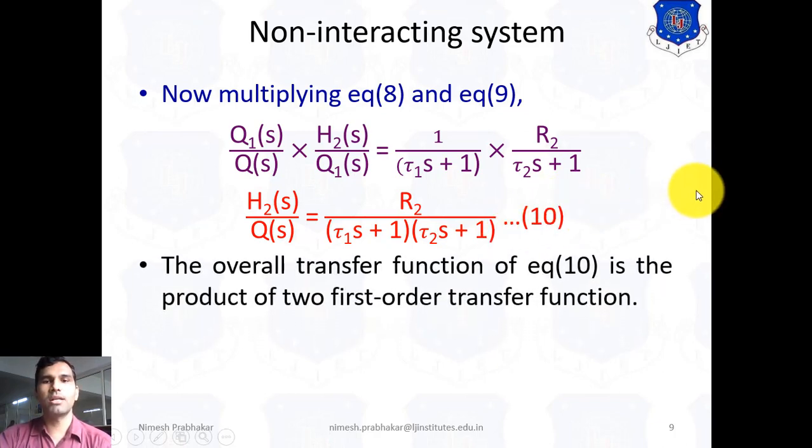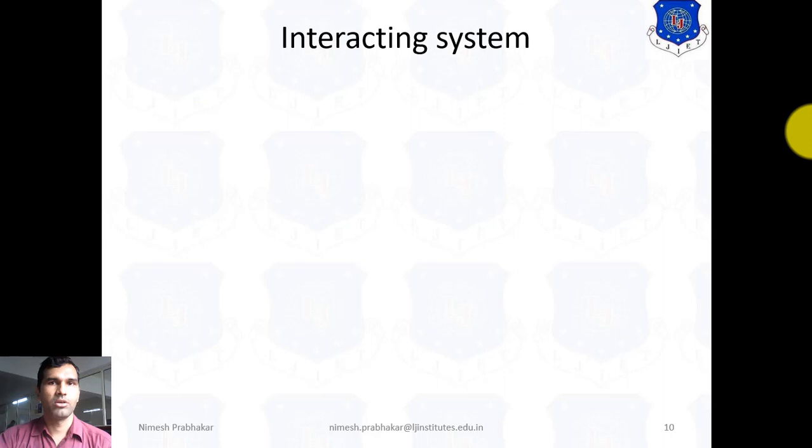Here the overall transfer function of equation number 10 is the product of two first order transfer functions. That means the overall transfer function is nothing but the multiplication of the two first order systems. So this is the non-interacting system. Now we discuss the interacting system. So now we start with the interacting system.